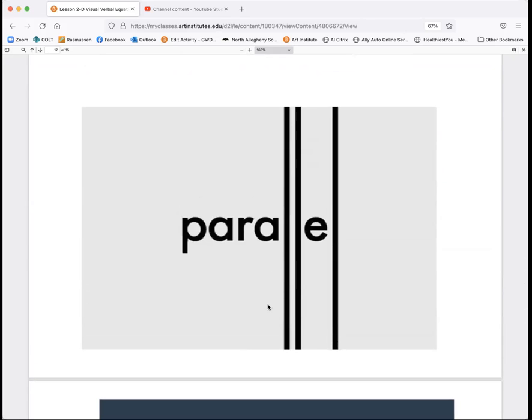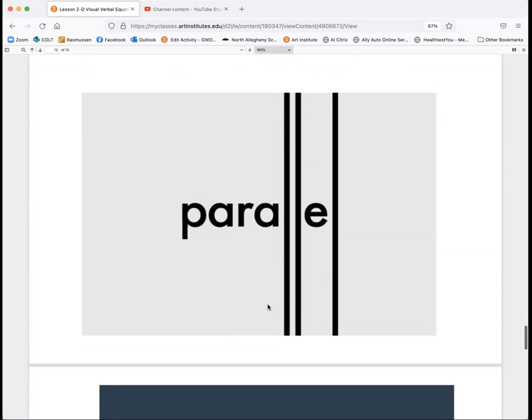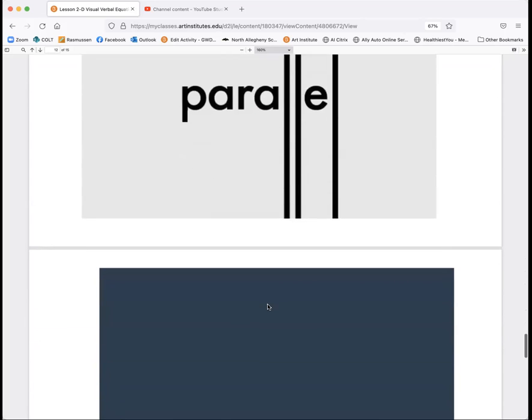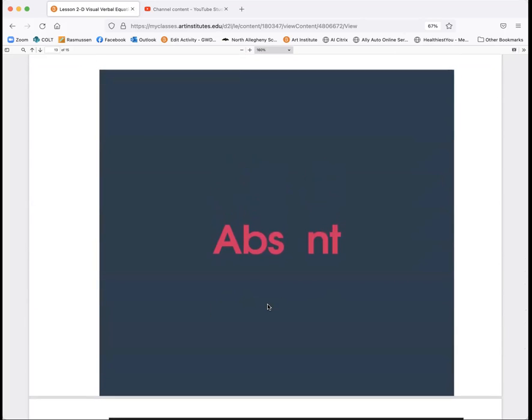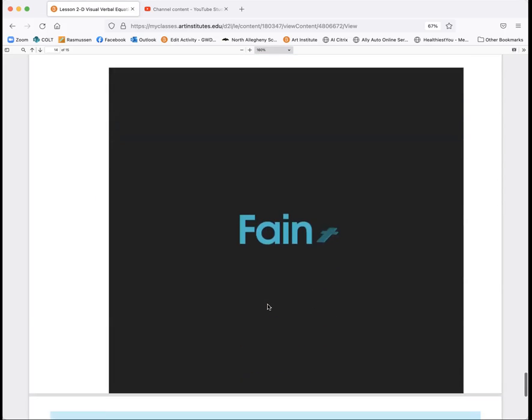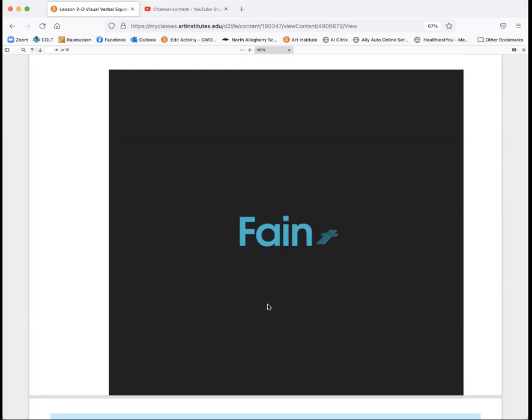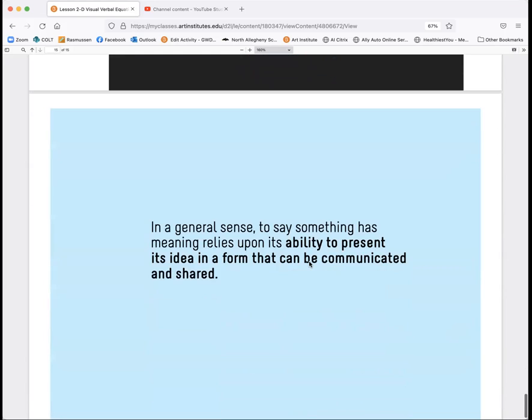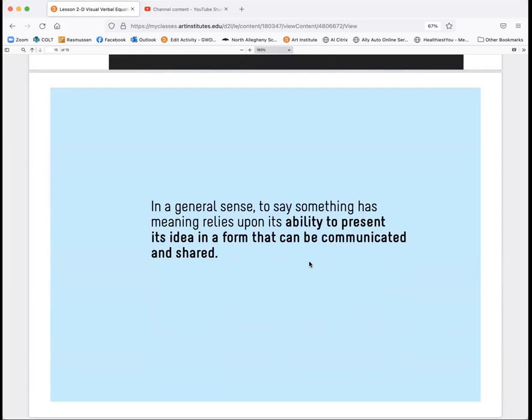Parallel. You think of parallel, two things together, side by side, taking those L's and doing that visually. Absent. With the E not there, absent. We get it. Faint. The T is kind of fainted on the side. You could see it laying on its side in the background. In a general sense, to say something has meaning relies upon its ability to present its idea in a form that can be communicated and shared.